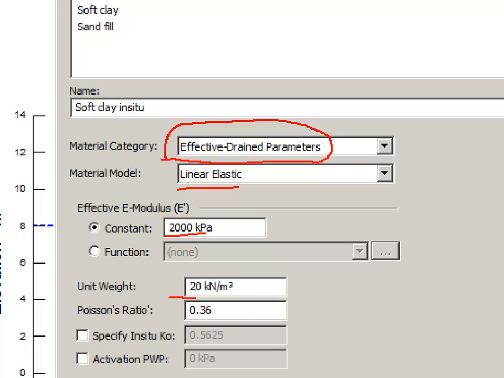However, the unit weight of the soil once again has been selected as 20 kilonewtons per meter cubed for the in situ analysis, with a Poisson's ratio of 0.36. This represents a K0 of approximately 0.56.